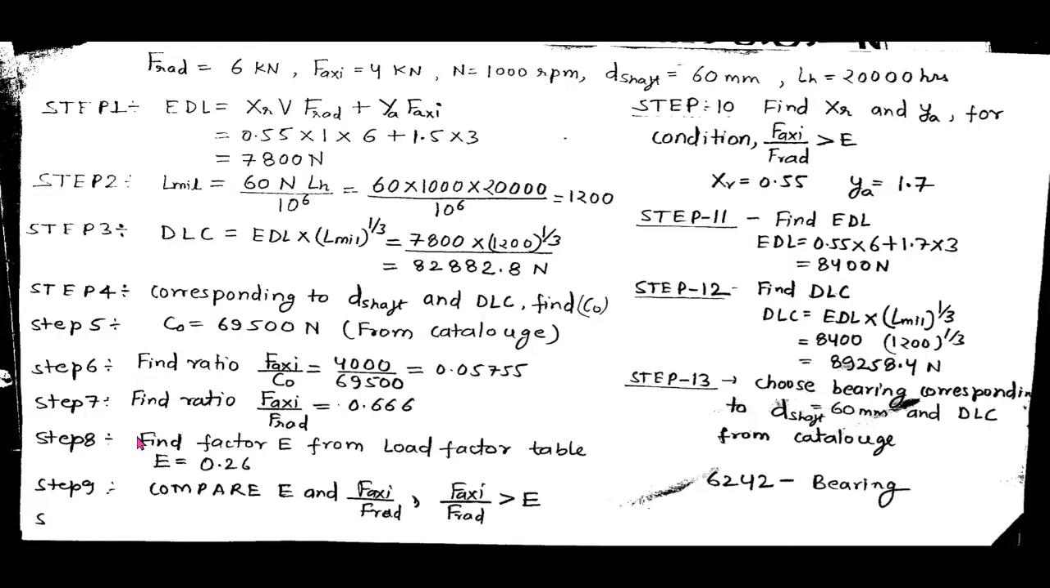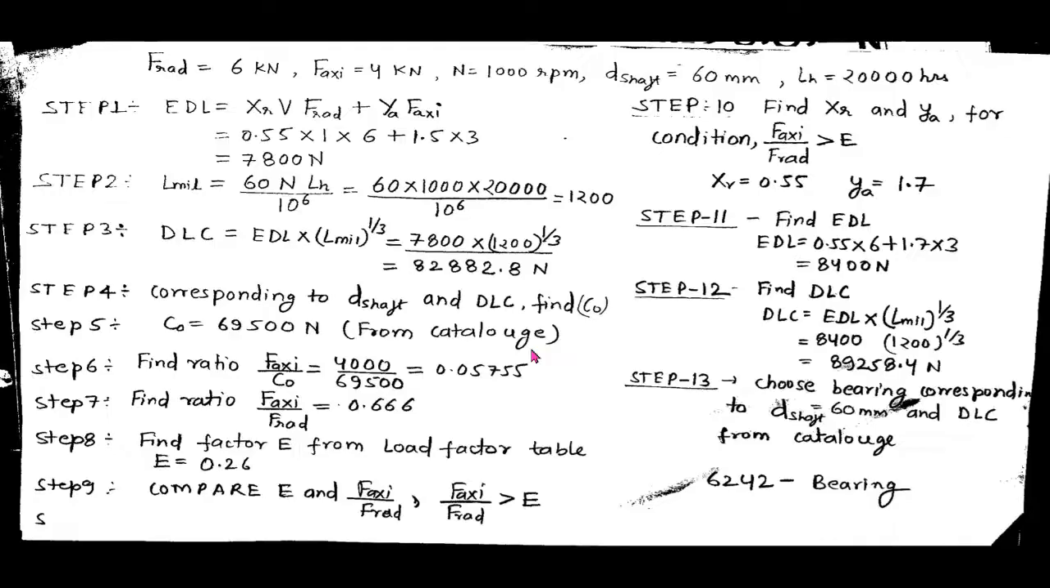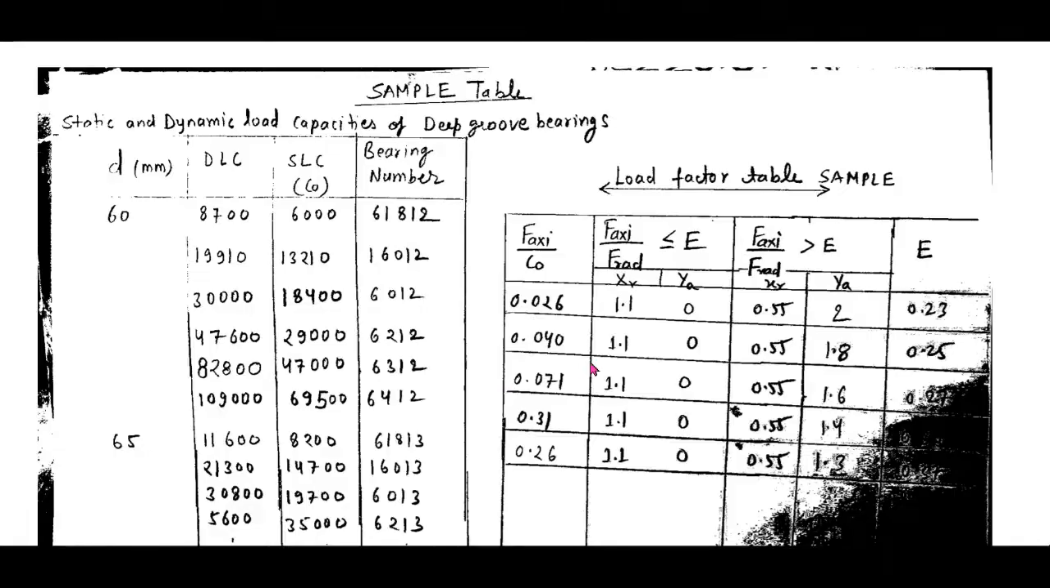How will we find the value of e? We will look into the load factor table. Corresponding to the value of Fa/C0, which is 0.05755, we will see in the load factor table what the value of e is. Our value of Fa/C0 lies between these two values, 0.040 and 0.071. The value of Fa/C0 is 0.57, so 0.57 lies somewhere in between these two values.